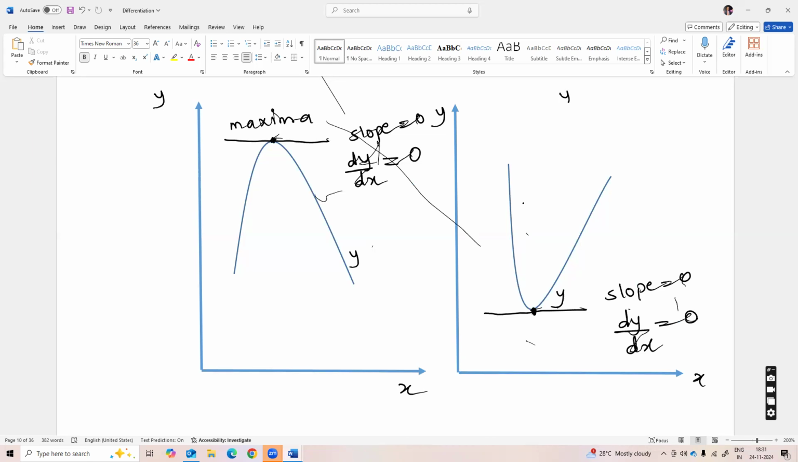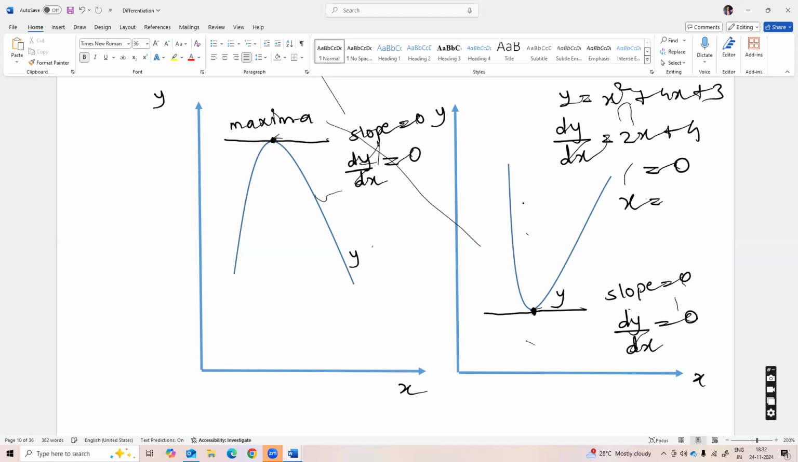If I give you some function, let's say y equal to x square plus 4x plus 3, and I ask you to find the point of maxima or minima, then you will differentiate it. You will find dy by dx, so its differentiation is 2x plus 4, and then you will equate it to 0. From this equation you will find the value of x, in this case x equal to -2. For x equal to -2, there will be either minima or maxima.